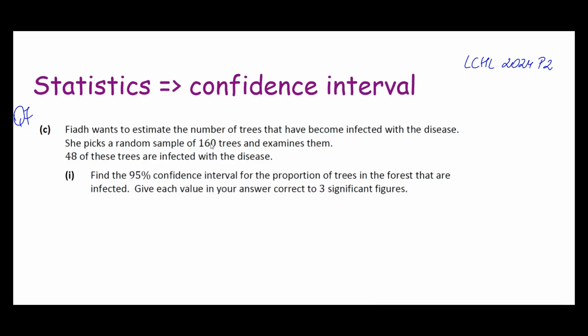48 of these trees are infected with disease. Find the 95% confidence interval for the proportion of the trees in the forest that are infected. Give each value in your answer correct to three significant figures. So we need a 95% confidence interval. How do we do that calculation?